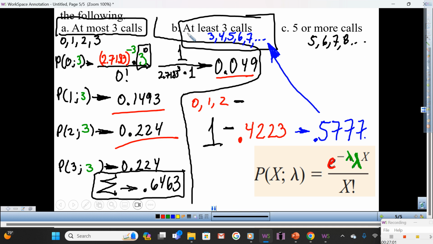Okay, so let's look at this part B. I found at least 3 calls. That means 3, 4, 5, dot, dot, dot. What do I need to do first? Areli, what did we need to do first for this one in order to find that? Yeah, find the probability of 0, 1, 2 first. So in order to find 5 or more, what do we need to do first, everyone? P of 0, P of 1, P of 2, P of 3, P of 4. We find that, and at the end, we just subtract that from 1, and that's going to give us that probability. Okay? All right, I'm going to stop right there.